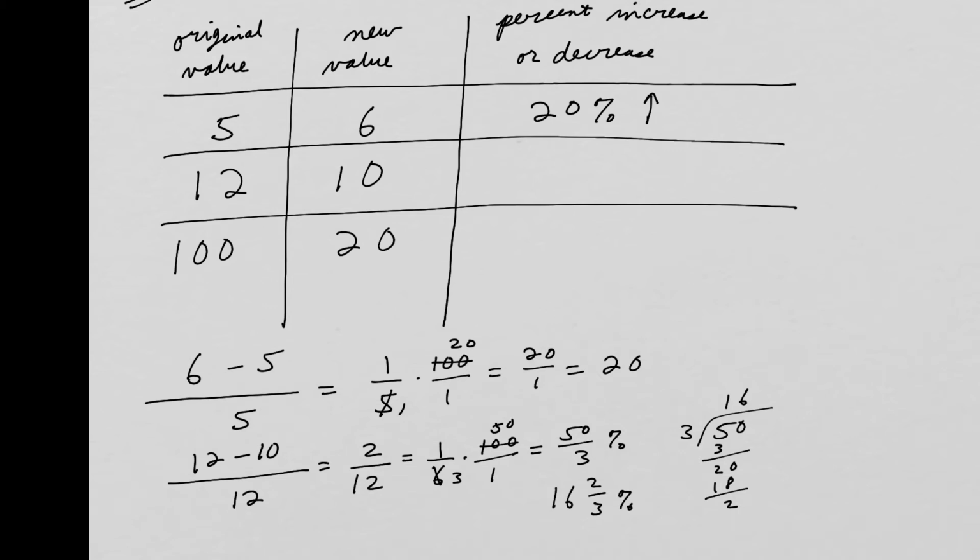Now, what's going on here? Well, the original value was 12, the new value is 10. So actually, this is a 16 2/3% decrease.